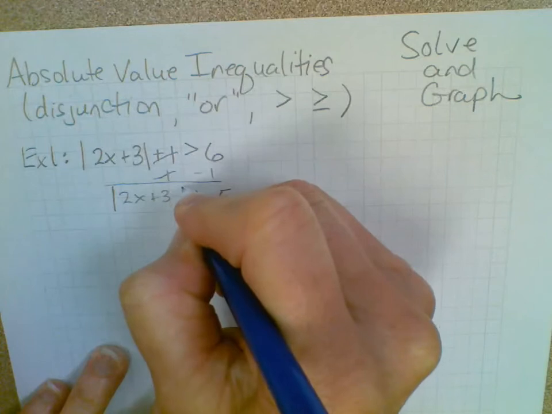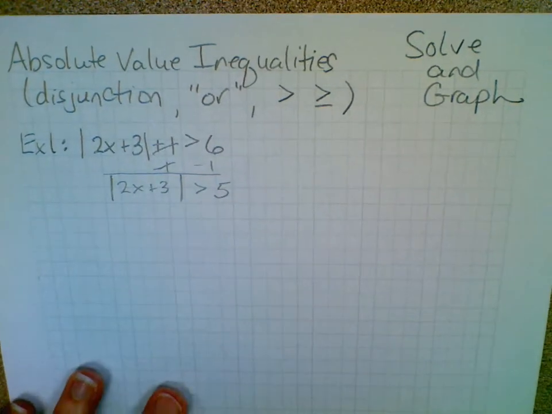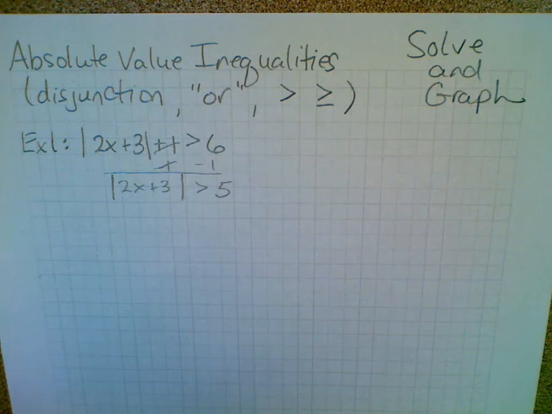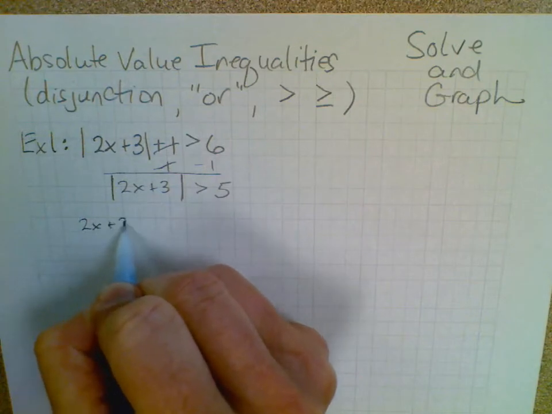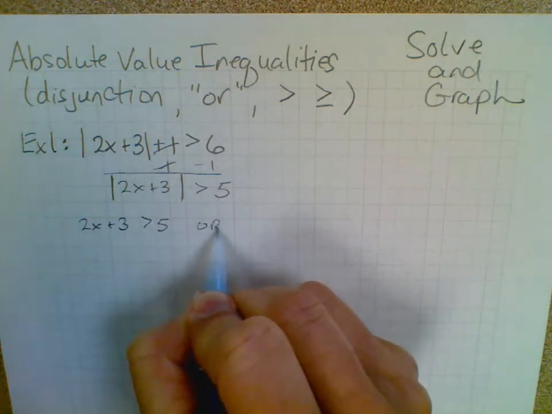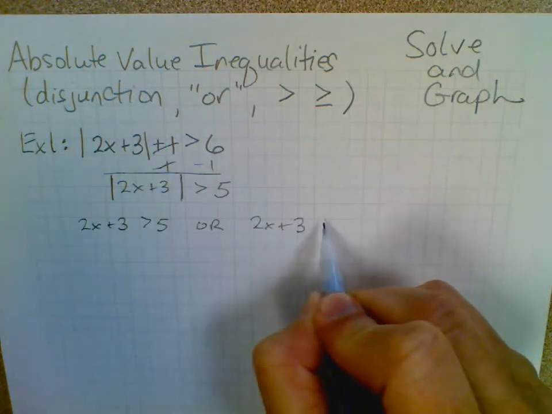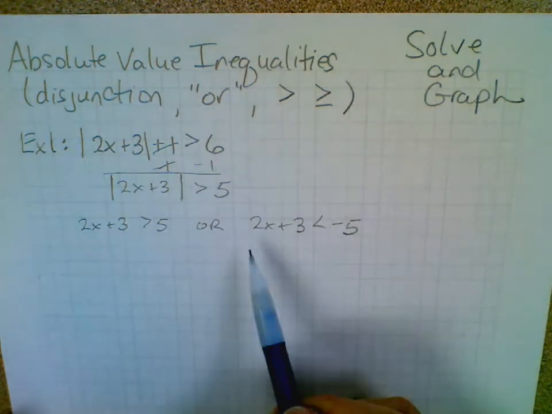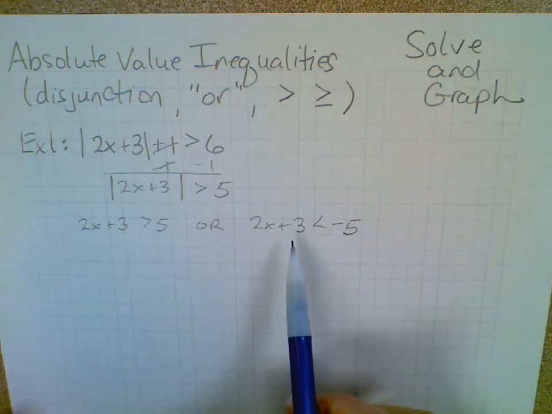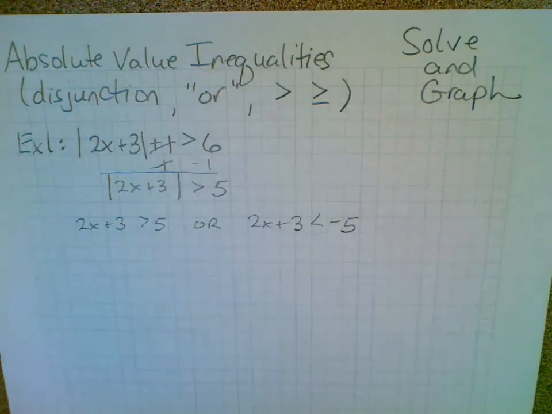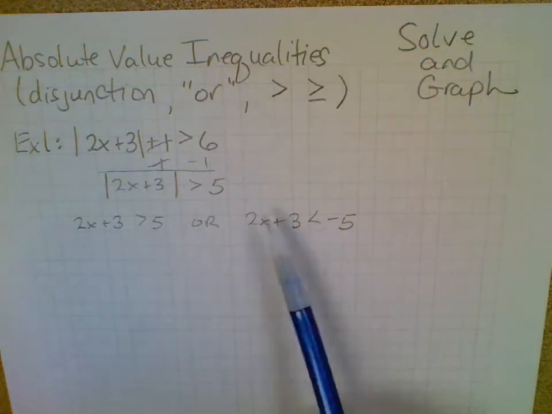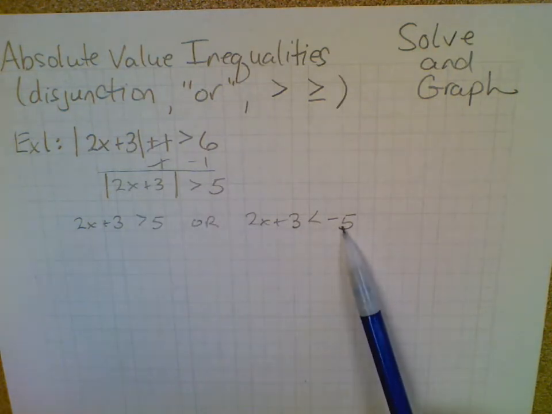Okay, now the next step is a little different than on the conjunctions, because this is going to be an or compound, so we're literally just going to set up two inequalities separated with the word or. So I'm going to do 2x plus 3 is greater than 5, or 2x plus 3 is less than negative 5. That's what we were doing with the conjunctions when we did the compound inequalities. But we have to flip the inequality from the original one and turn that to a negative.